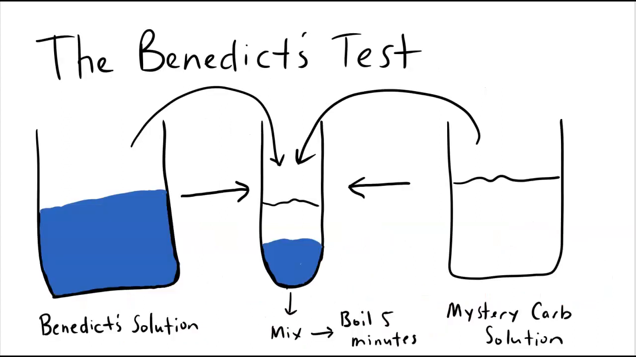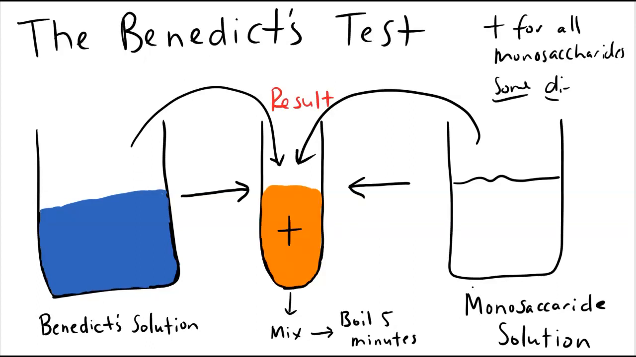So we're really encouraging scientific thinking here. A quick explanation of the Benedict's test. Benedict's solution is blue in color, and to perform this test we will mix a certain amount of Benedict's solution with a certain amount of mystery carbohydrate solution, and after mixing those we'll boil them for 5 minutes to get our result.